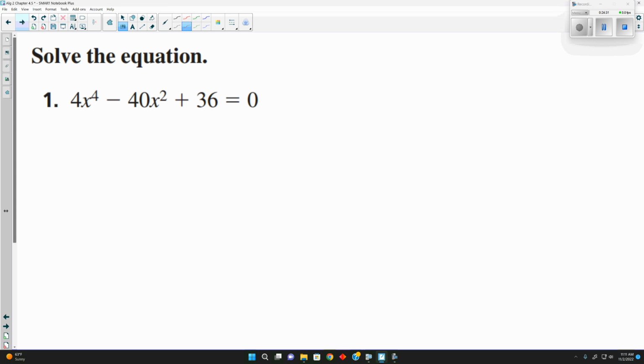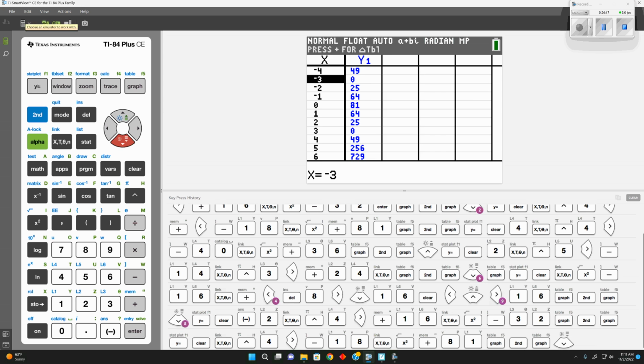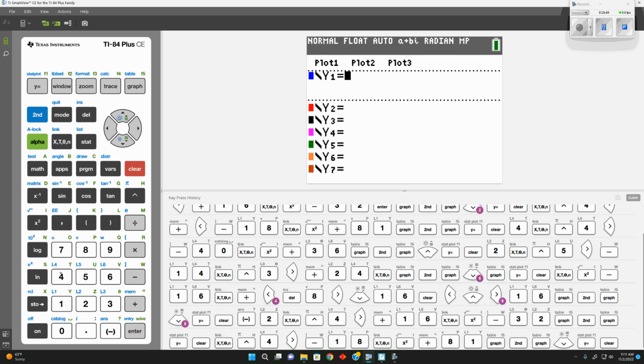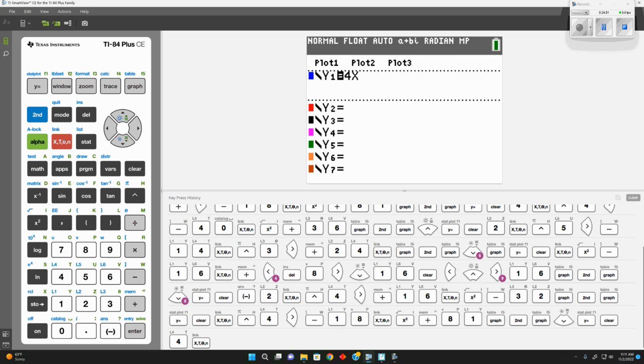So we have this next one here. 4x to the 4th minus 40x squared plus 36 is equal to 0. So what's the first thing we can do with this here? We can put it in the calculator. We can graph this. We can say y equals, clear, 4x to the 4th minus 40x squared plus 36.